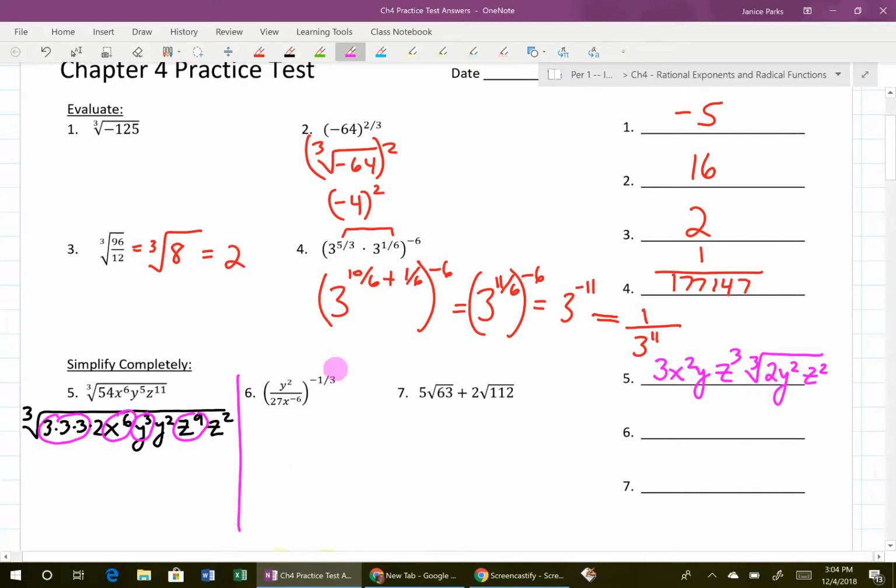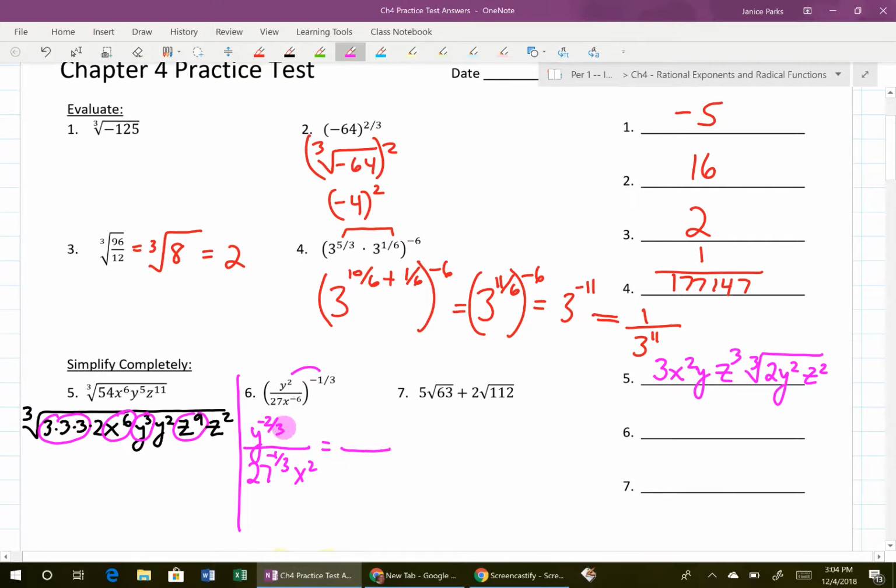For number 6, I'm going to distribute this negative 1/3 to everything. That's going to give me y to the negative 2/3. It's going to give me 27 to the negative 1/3. And then negative 1/3 times negative 6 is x squared.